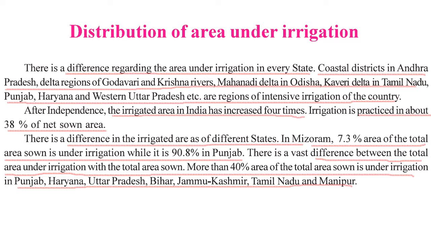The difference between the total area under irrigation with the total area sown, there is a huge difference. More than 40% of the total area sown is under irrigation in Punjab, Haryana, Uttar Pradesh, Bihar, Jammu Kashmir, Tamil Nadu and Manipur, while the remaining states have this area at a very less percentages.